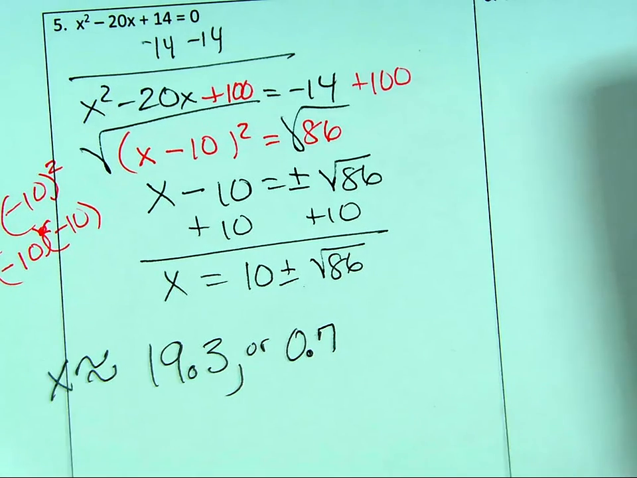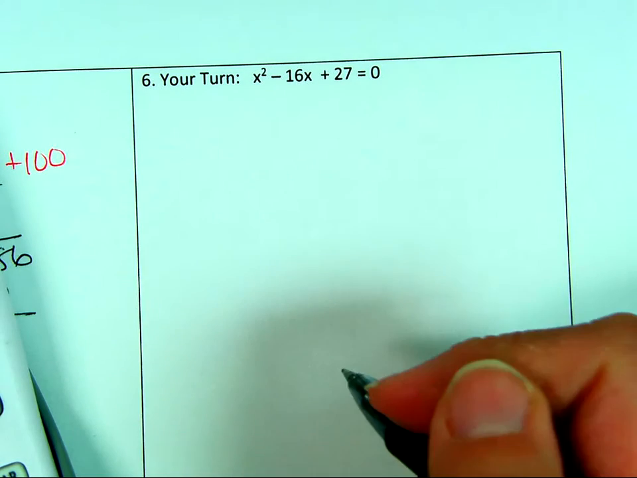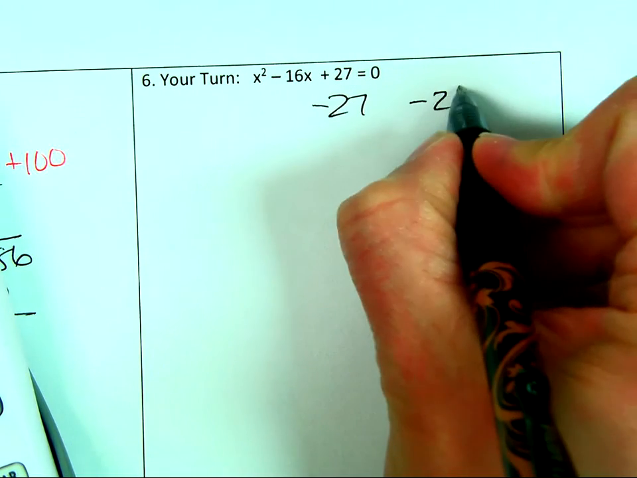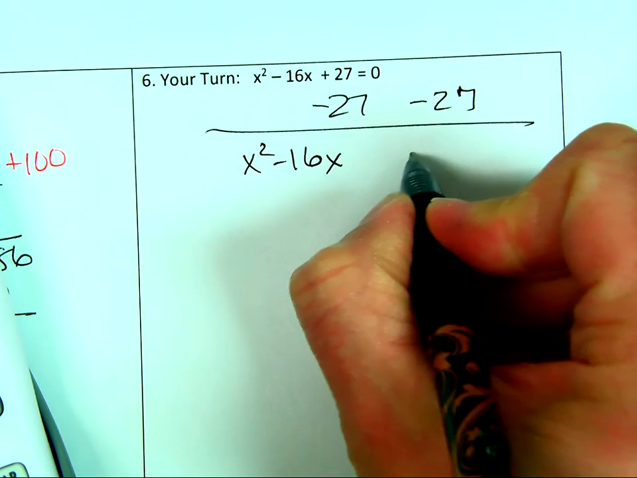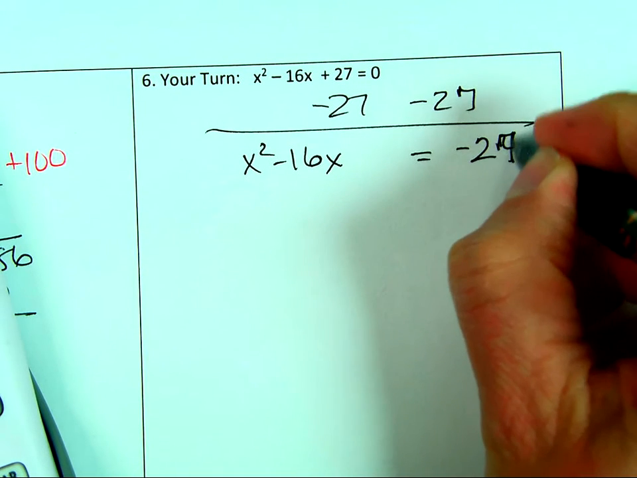Okay, let's try this one. Again, if you want to pause and try it on your own, see if you can get it. Follow the steps. But I'm going to just do that now. So I'm going to subtract 27 from both sides. So I get x squared minus 16x, leave a little space, equals negative 27. Oops, it would be nice if I actually put negative 27 down.